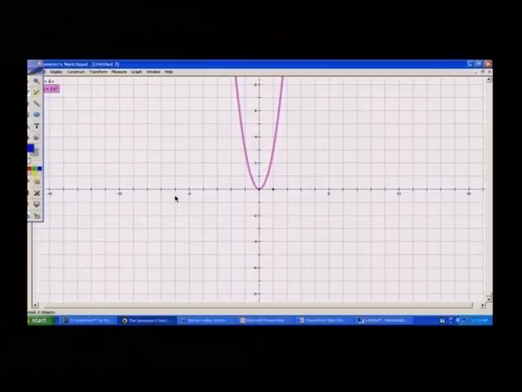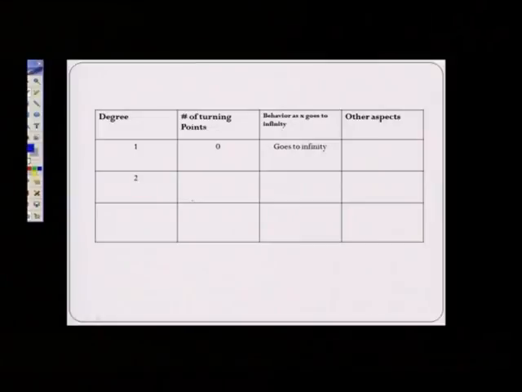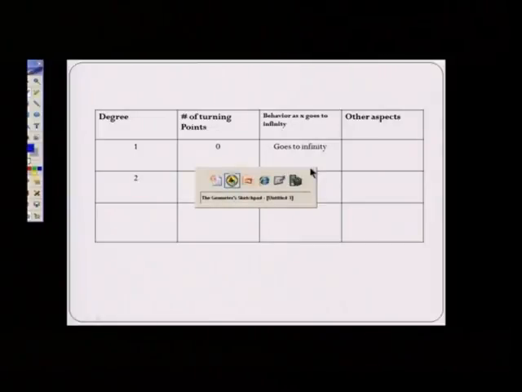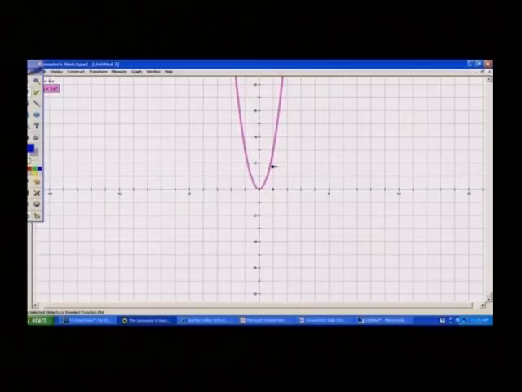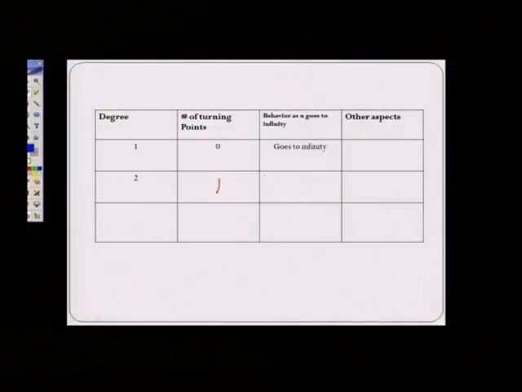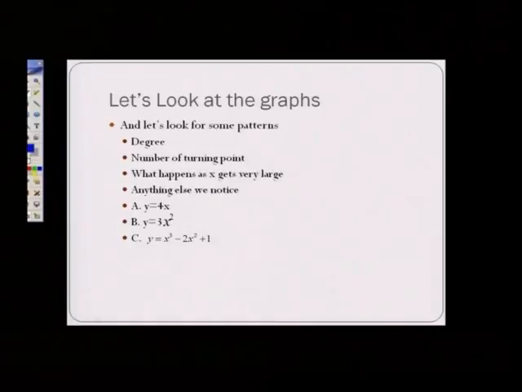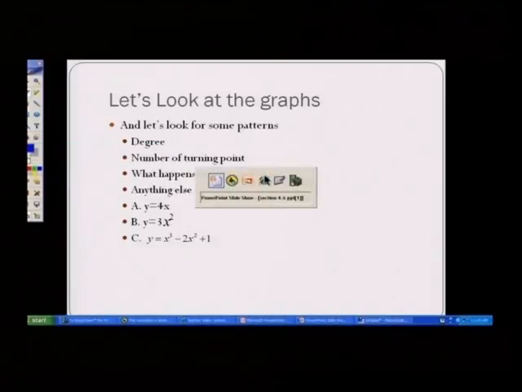So how many times does it change direction? It changes direction once. Let's go ahead and write that in. It changes direction one time. Then let's look again. As x goes really large, as it goes to infinity, the function again goes to infinity. And then let's look at our last one, which was y equals x cubed minus 2x squared plus 1.